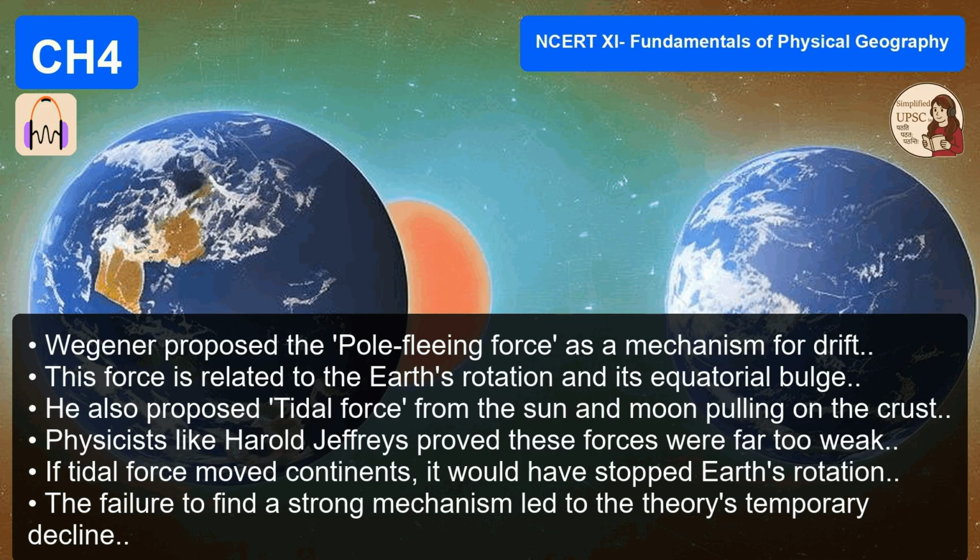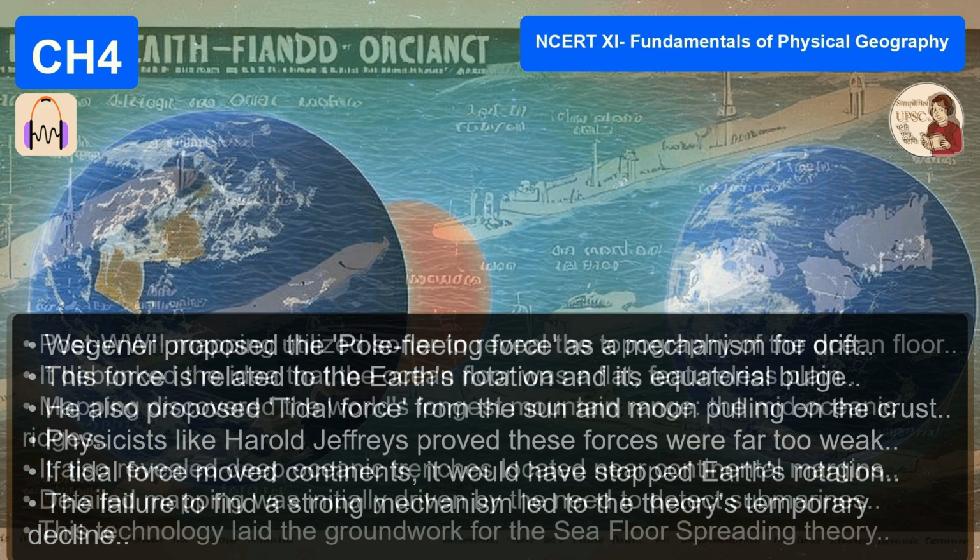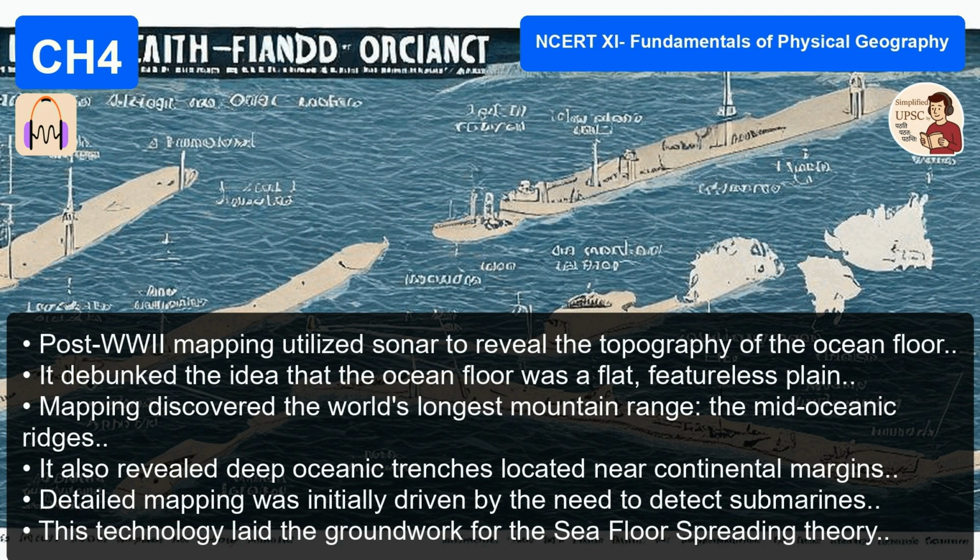Wegener lays all this out. The shapes fit, the rocks match, the ancient climates match, the gold deposits match, the fossils match. Seems like a slam dunk case. Yeah. But he failed. The scientific community didn't just reject him, they mocked him. They were vicious. Why? And that brings us to section 2, the mechanism problem.